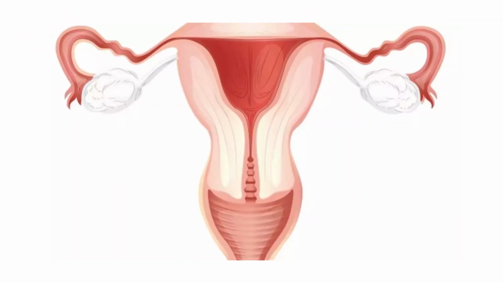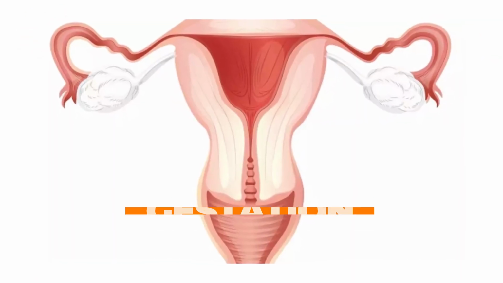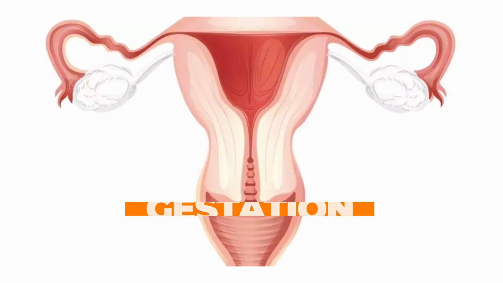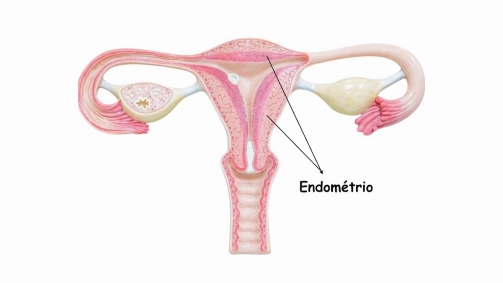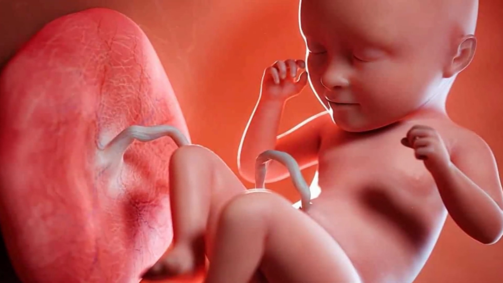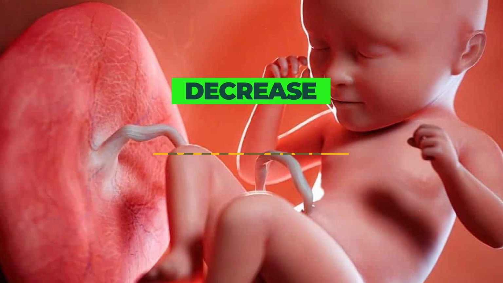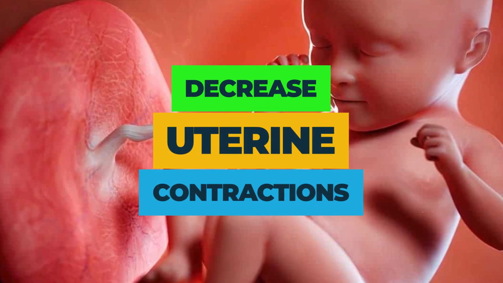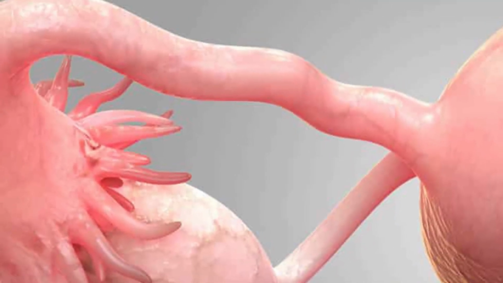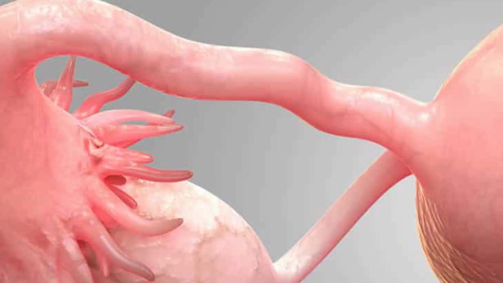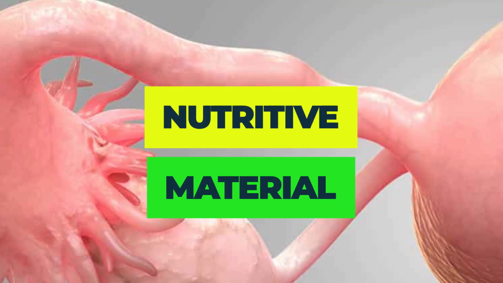Progesterone, on the other hand, is a steroid that prepares the female body for pregnancy. It forms the endometrium, which will serve as the site for embryo implantation, and it also takes part in the formation of the placenta, which is important for nourishing the embryo. This hormone also decreases uterine contractions, preventing the expulsion of the embryo. It increases secretion in the fallopian tubes, producing nutrient material for the embryo.